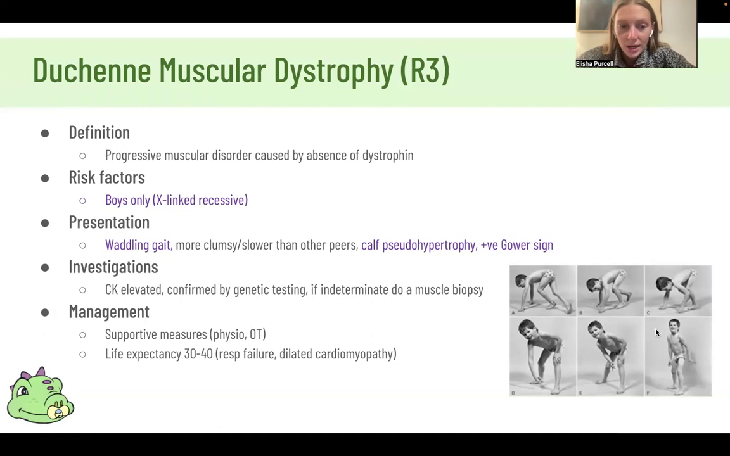And this is the Gower sign here, where they go from crawling to standing, and they use their arms to help them get up. They have to use their arms all along the legs. So they start with the lower limbs and use their arms going up to their thighs to help them stand up. And that's the positive Gower sign.